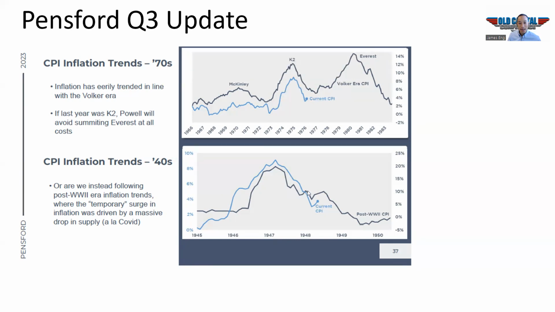They compared this to the 40s, and it looks like just after that inflation pretty much stayed at zero or below zero. So they just don't know which one it is, and until they figure out that this is down for a couple of years, maybe then they'll feel comfortable letting up on it.